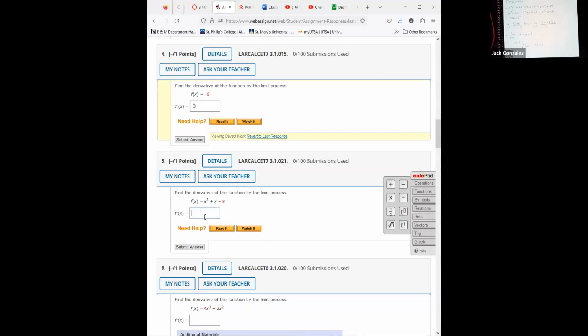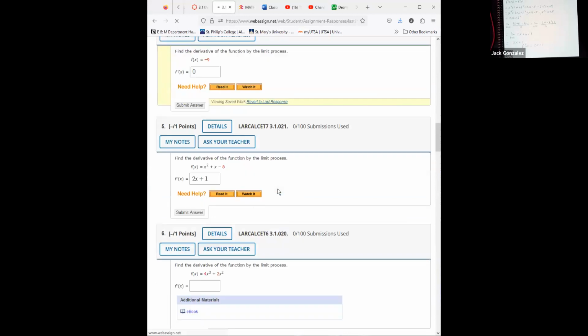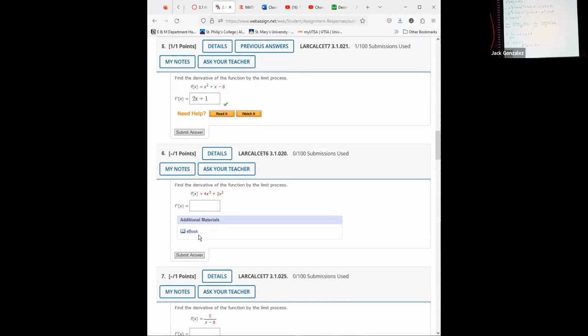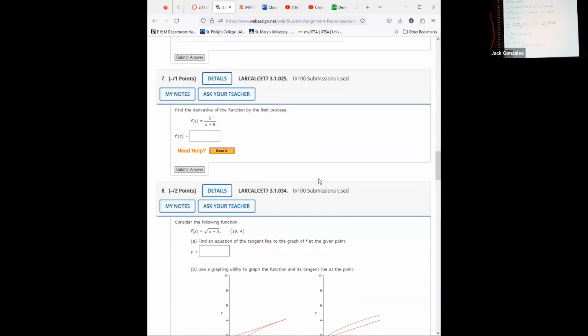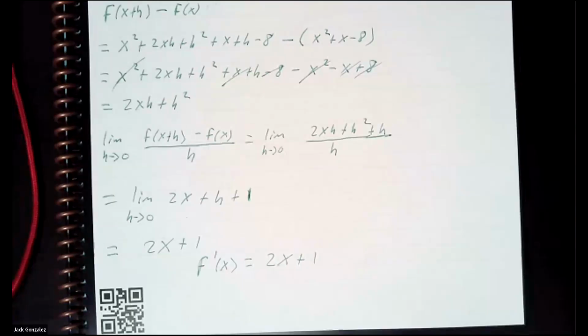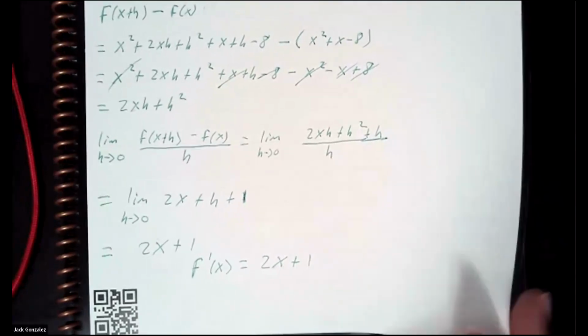So this would be 2x plus 1. So make sure you practice the limit process, okay? You do the same thing here, it's just a different function. The ones that are difficult are these type. Let's do one of those. That's a little lengthy. You guys cool on this page?